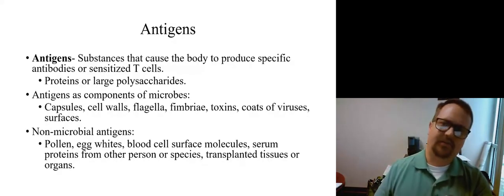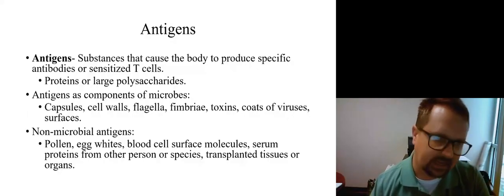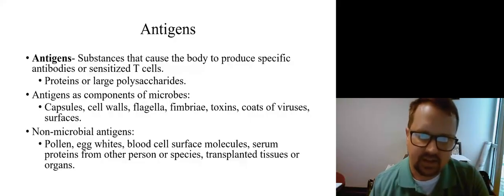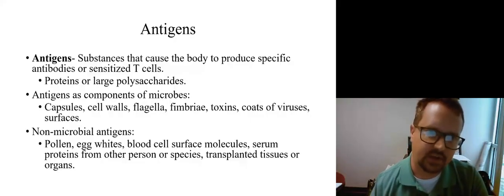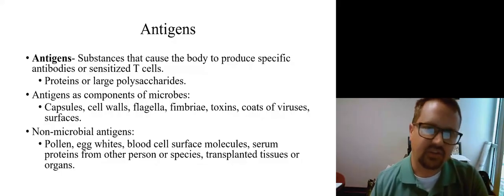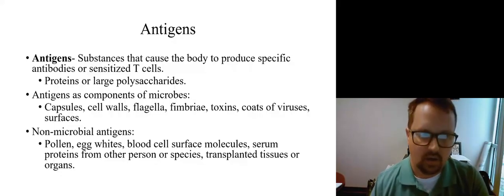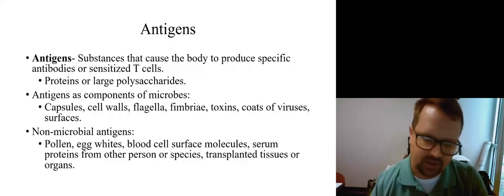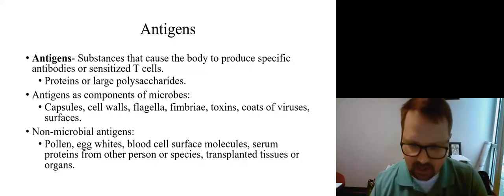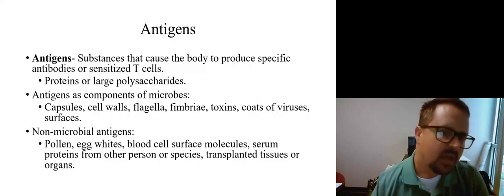Okay. Antigens are going to be specific proteins, like a protein or a polysaccharide that's found on a pathogen. These substances cause the body to produce an antibody, or they'll produce sensitized T cells, like a memory T cell will immediately become activated, and memory B cells immediately become activated.